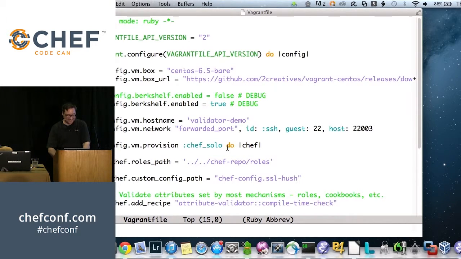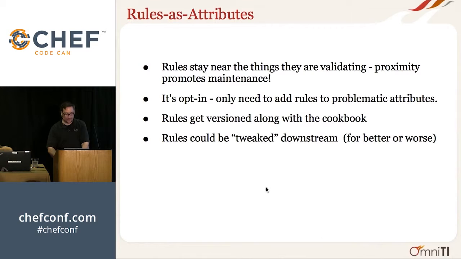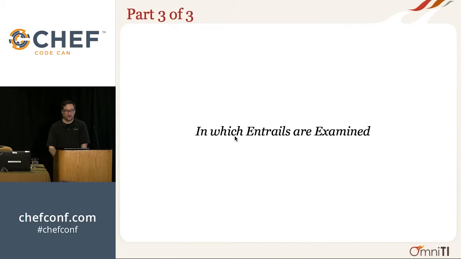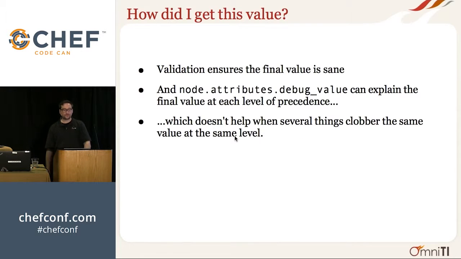So anyway, moving on. Validator, like I said, in production, it's usable, it's awesome, it's a good time. On to the more experimental gross stuff: tracer, in which entrails are examined. Validation ensures the final value is sane, and there's this thing called node attributes debug value, which can dump each of the final values at each precedence level. But since we're all using default most of the time, that doesn't help you much.